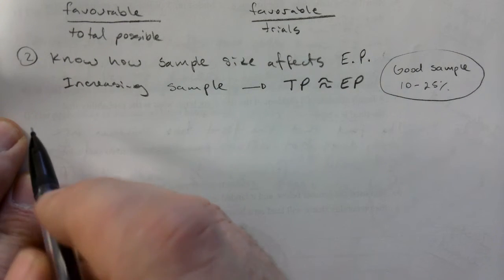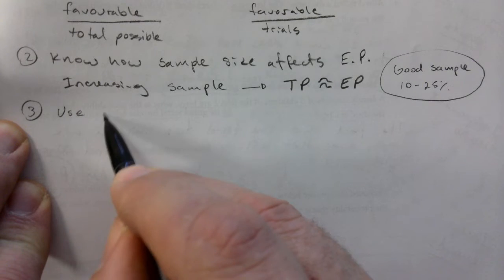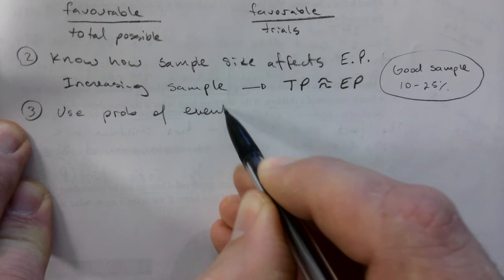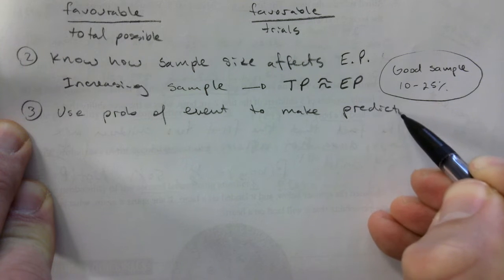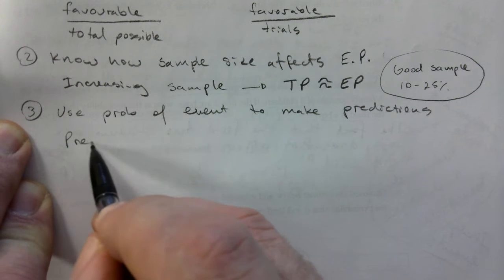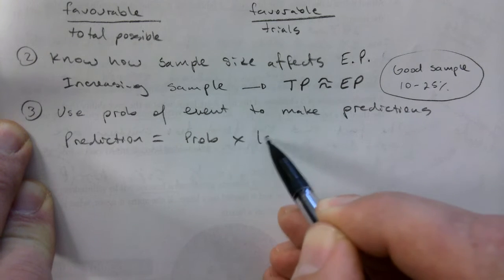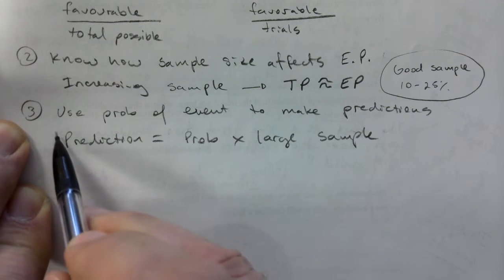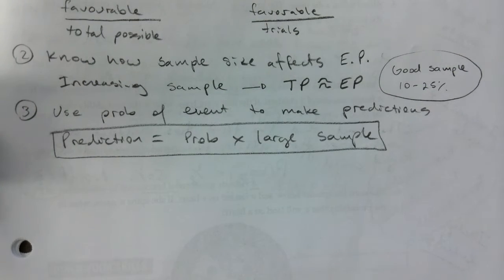Okay, number 3. Use probability of an event to make predictions. And so prediction is always probability times large sample. This formula you should have somewhere in your study sheet already.